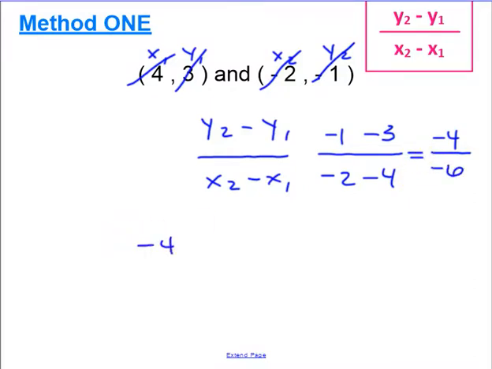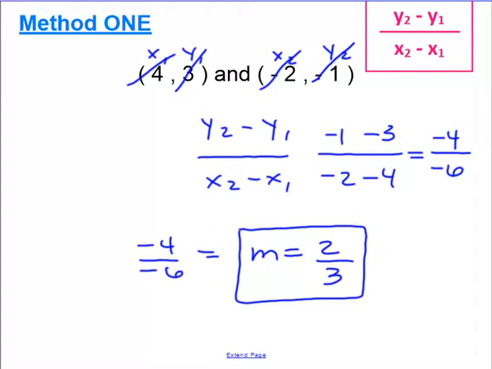Now, -4 over -6 can be simplified because, first of all, a negative divided by a negative is going to give us a positive. And then 4 over 6 simplified into a fraction is 2 over 3. So the slope of this line is going to be 2 over 3. And actually, the way that we should really write this is m equals 2 over 3.